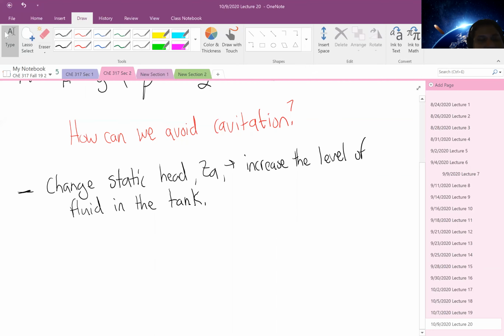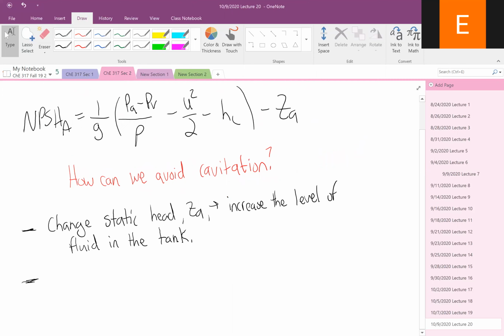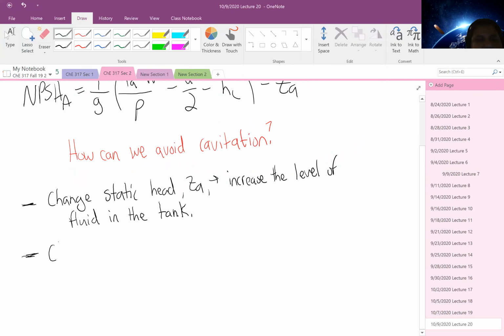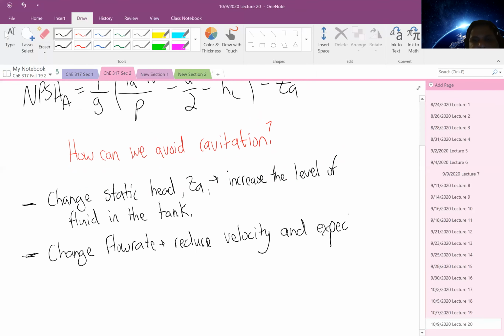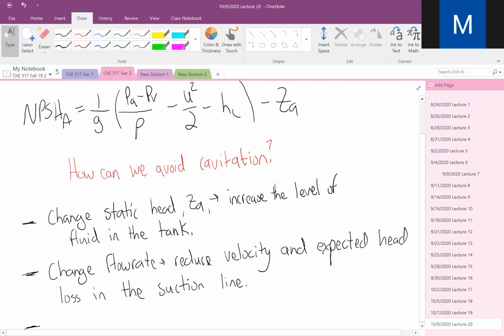What other things can we do based off the expression? You can change your volumetric flow rate. All right, we can change our flow rate. So this would reduce the velocity and expected head loss in the suction line. Any other ideas? I appreciate you guys. Go ahead.